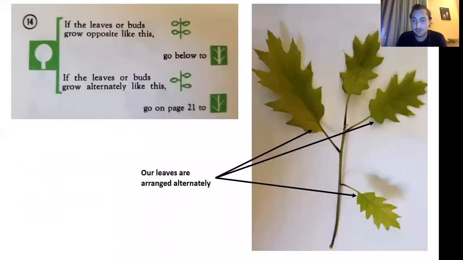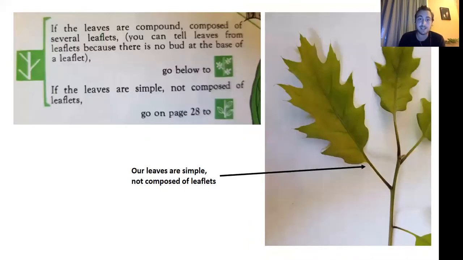So for most keys, when you get into deciduous broadleaf trees, the first question, of course, will ask you if the leaf or buds grow opposite or grow alternately. Like we discussed before, our oaks are alternate. So we would go to page 21, to our next one, which asks if our leaves are compound or simple. So we have a tiny bud here and no division of the leaf from the petiole, which means that we have a simple leaf, not composed of leaflets.